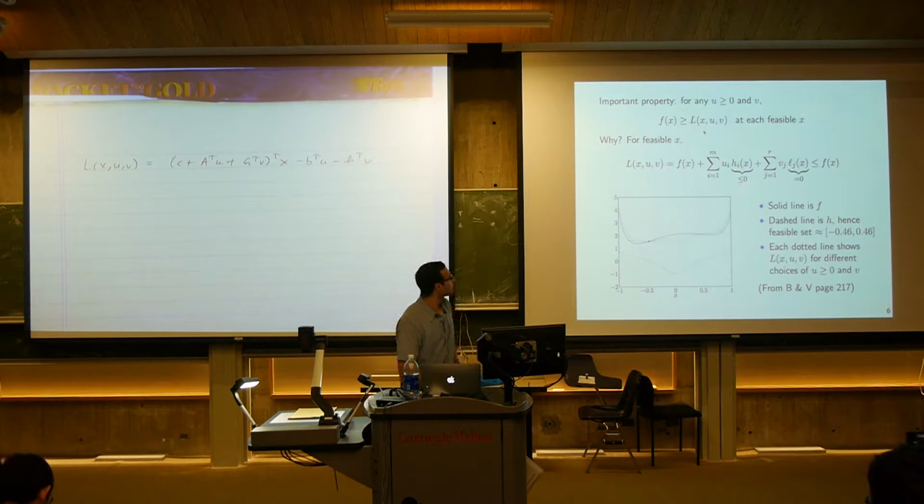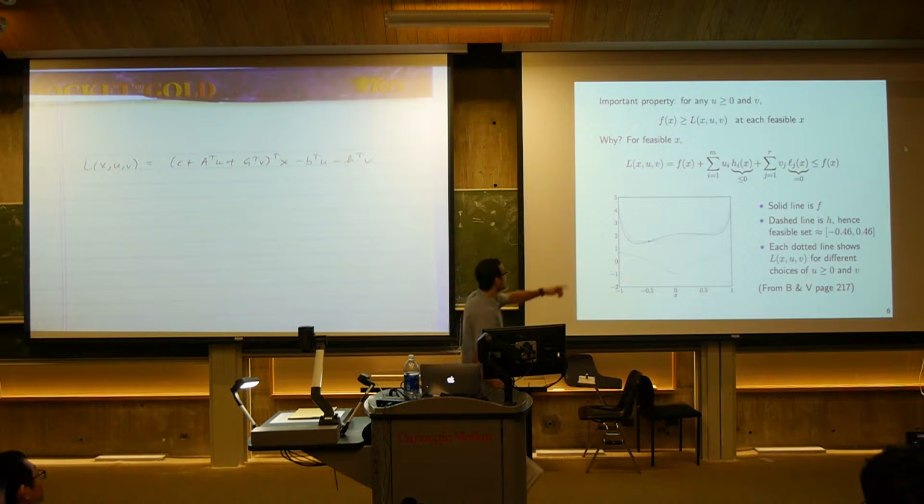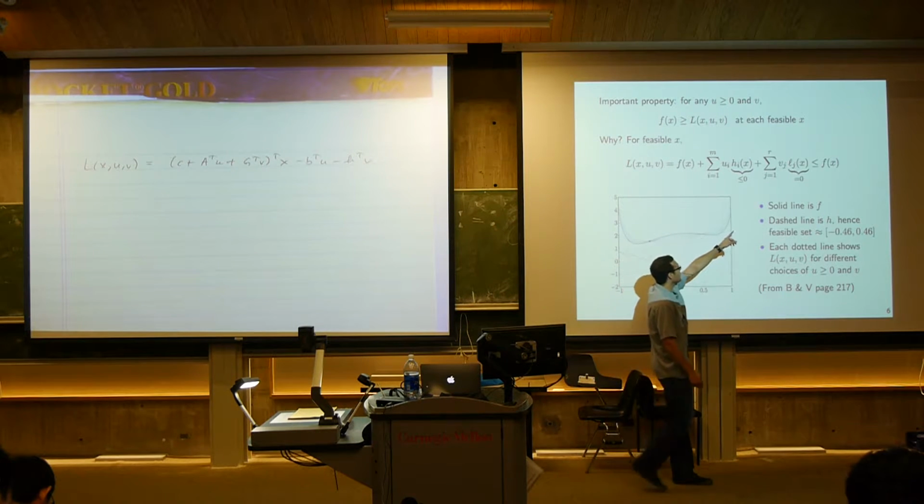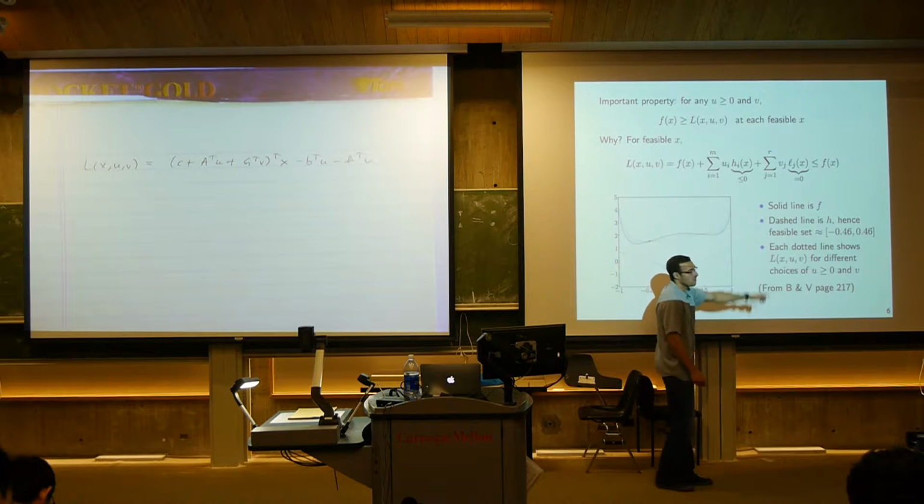So, we're going to be saying things like this. The criterion value is larger or equal to the Lagrangian for all u that are non-negative and all v, as long as x is feasible. Why? It's really the same idea we use for linear programs: just write out what the Lagrangian is. It's the criterion plus the linear combination of dual variables and inequality constraint functions, and linear combination of dual variables and equality constraint functions.